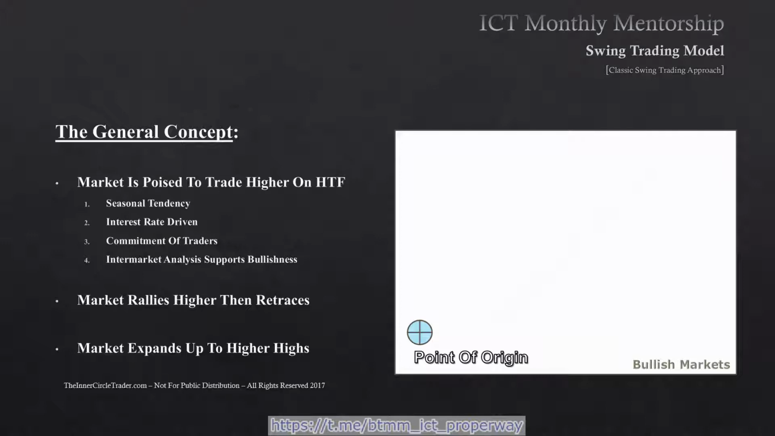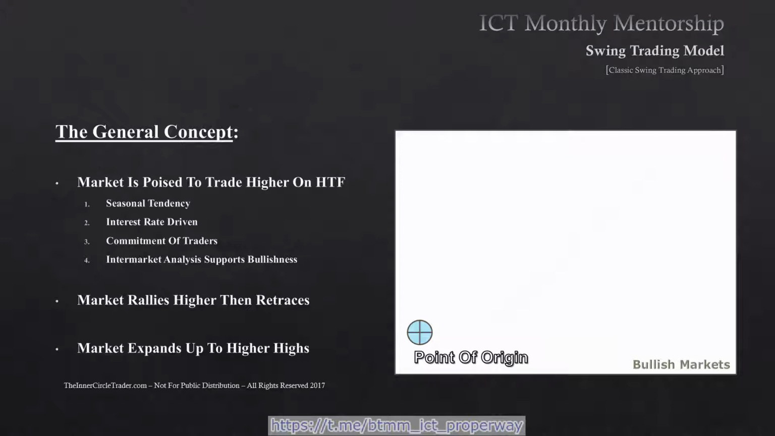When the market expands up to higher prices, that's what you're trying to profit on. So the normal procedure is you're looking for a market that's predisposed to go higher. You have higher time frame macro ideas behind the idea that the market should go higher. The market has to rally first. In other words, it has to show displacement. The market creates an impulse price swing. When that impulse price swing occurs, we wait for the retracement.